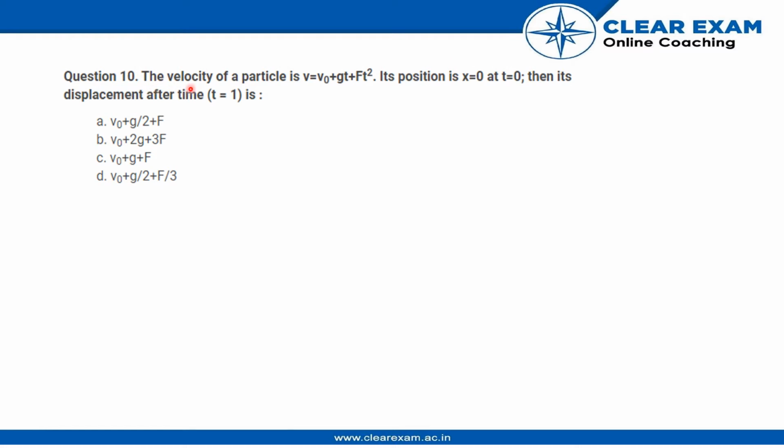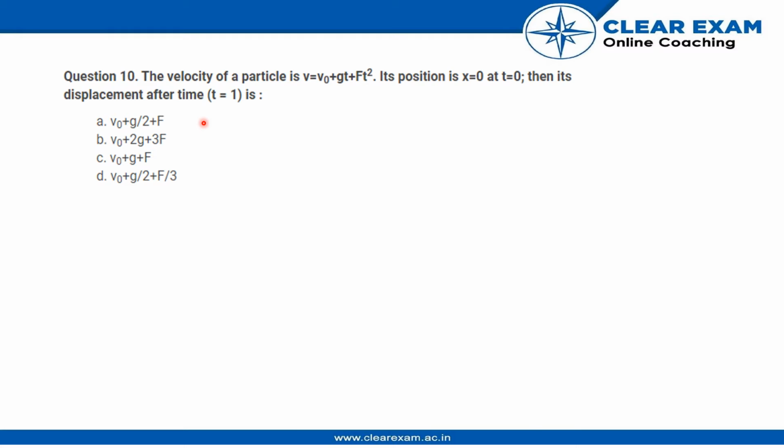The question says the velocity of a particle is v equal to v naught plus gt plus ft square. Its position at t equal to 0 is x equal to 0. Then its displacement after time t equal to 1 is?